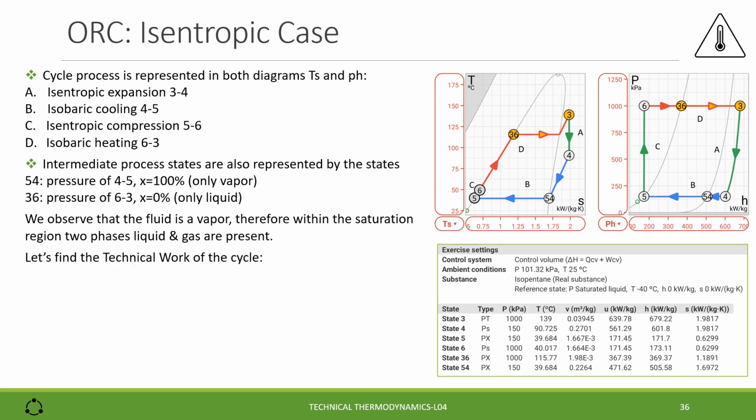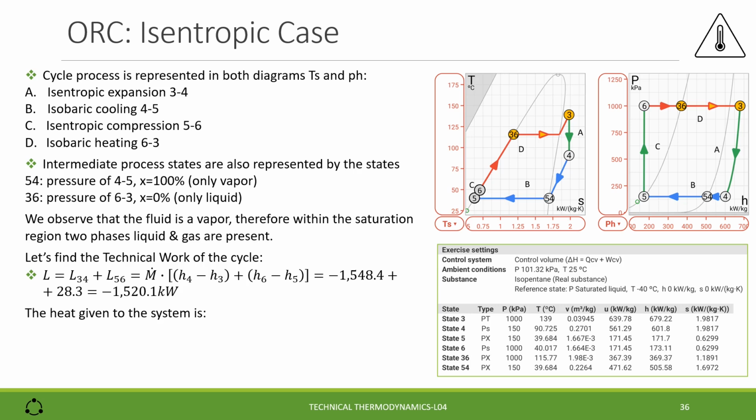Let's find the technical work of the cycle. The technical work is the sum of the works along the transformation 3-4 and along the transformation 5-6, and it is a product of the mass flow and the differential enthalpies of the two transformations. Altogether, we find negative 1520.1 kW.